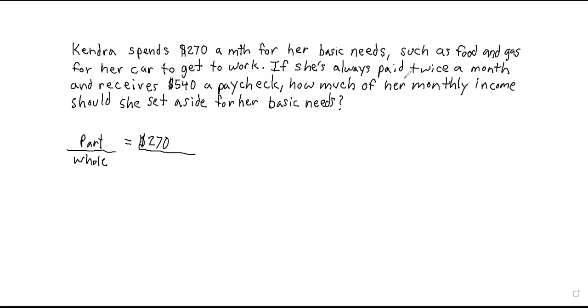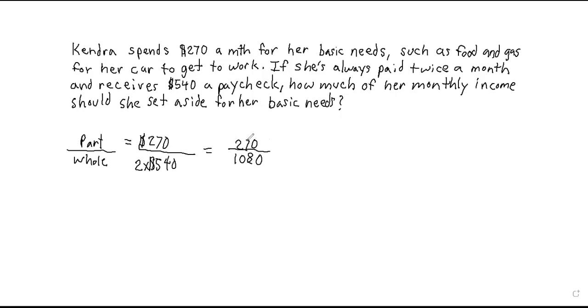It says if she's always paid twice a month and receives $540 a paycheck. So she's getting $540 twice a month. So we have to multiply 540 by 2 to represent the whole. So 2 times 540, and that's going to give us 270 over 540 times 2, which is 1080. And this is our fraction.